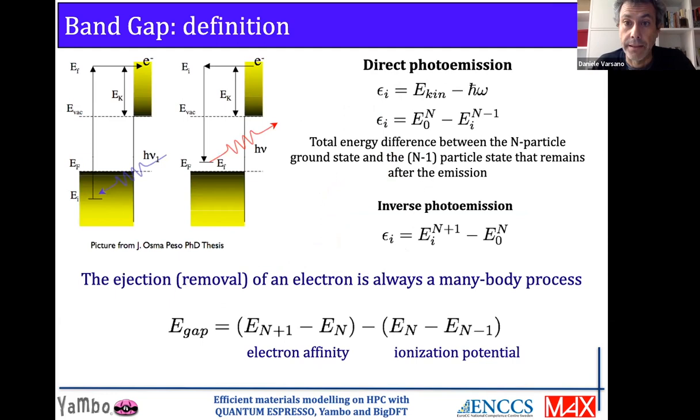As we have seen, we can calculate the gap from a direct and inverse photoemission experiment. So the electron affinity and the ionization potential can be defined as differences of total energy between the initial and final states of a photoemission experiment. The gap is defined as the electron affinity minus the ionization potential. As you can see from here, we are dealing with quantities with different numbers of electrons. And as we will see, this is a many-body process.